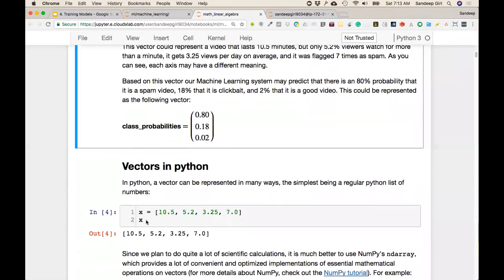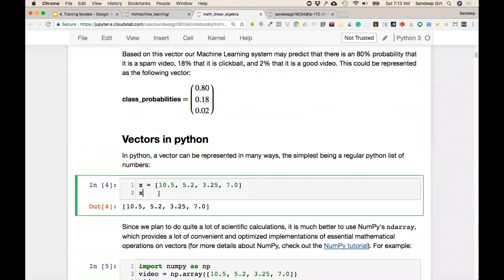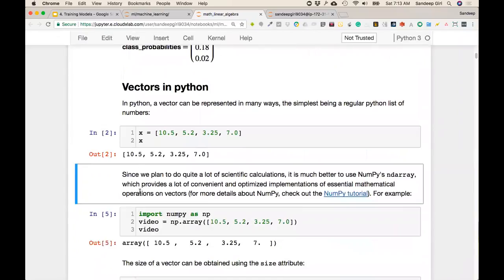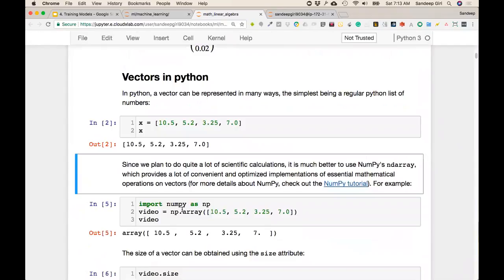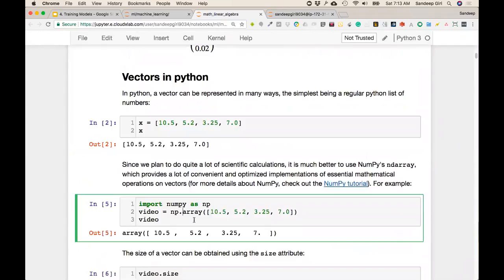So a vector in Python is very simple. The easiest way of representing a vector in Python is by using the normal list, or we call it an array. Okay, so let's define X. So here X is our list of values.